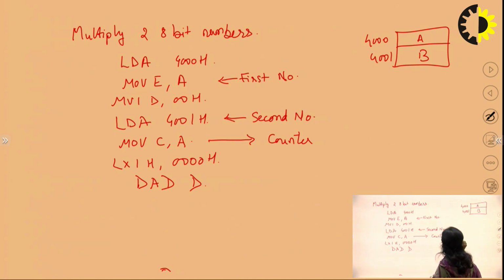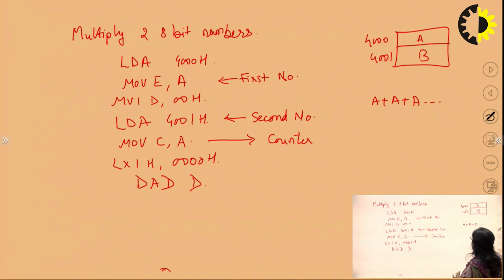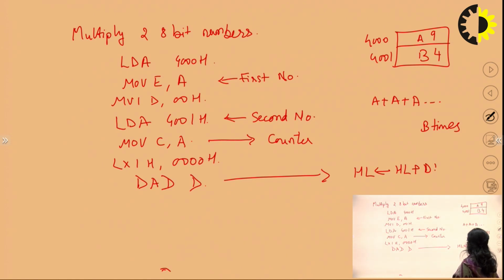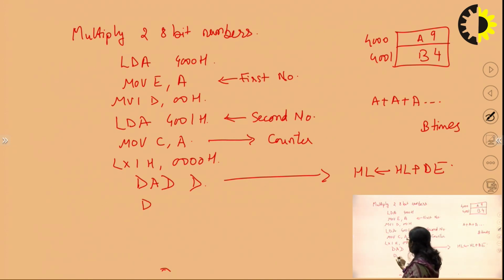So we will go for repeated addition, that is, we add A, B times. This is the concept. Suppose we take 9 and 4. So we add 9 four times. So C is the counter and the data 9 is in the DE register. This DAD D instruction will add the content of the HL pair with the DE register and store the result in the HL pair. Now once the first addition is done, we decrement the counter.